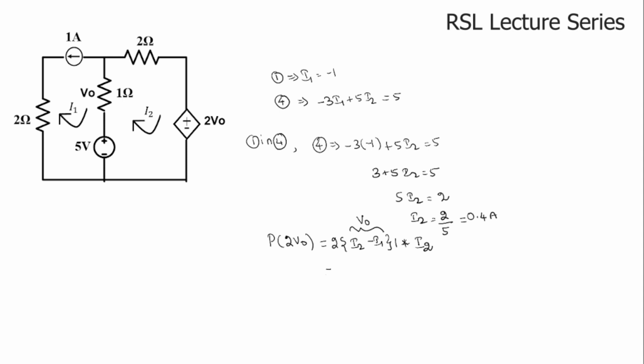Now we have to substitute all the current values. I2 value is 0.4, minus of I1 is minus 1, and again I2 is 0.4. So this is equal to 2 into, if we simplify, 0.4 minus of minus becomes plus, so 0.4 plus 1, 1.4, into 0.4. So this will be equal to 1.12 watts. This is the answer.